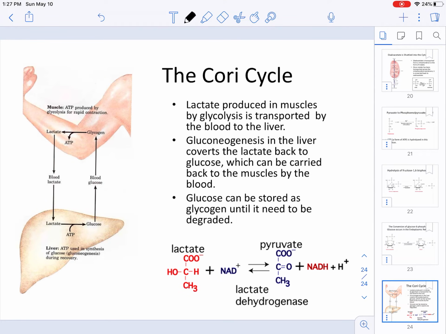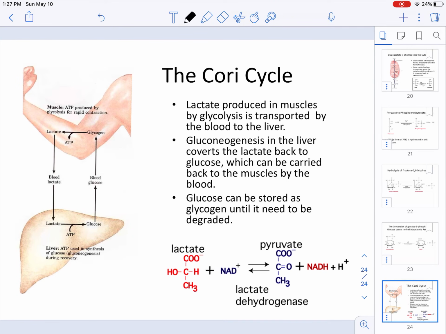Well, it is transported into the blood, and then from blood, it gets to the liver. So what happens is that in the process of gluconeogenesis in the liver, we have lactate going back to glucose. And once that glucose is made, then it can be transported back into the muscles through the blood system. And as you can see, glucose can be stored as glycogen until it's needed to be degraded.